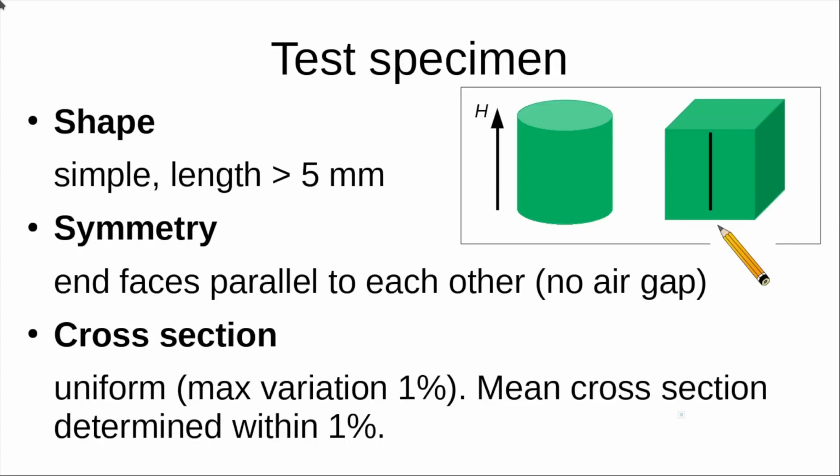Now we focus on the sample. It has to have a simple shape, it has to be symmetric in order to avoid an air gap contribution, and it has to be uniform in its dimensions. When it has a cubic shape, it is necessary to mark on the sample the direction of the magnetizing field, as shown.